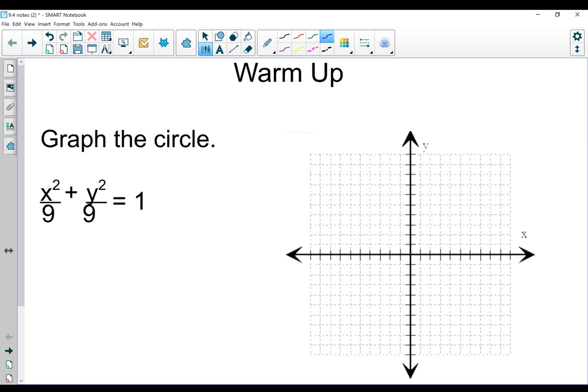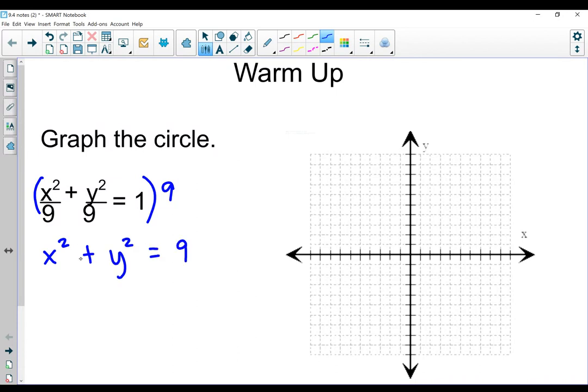We're going to start our 9-4 notes with a warm-up. I'm asking you to graph a circle, but the equation is not in standard form. I have x squared divided by 9 plus y squared divided by 9 equals 1. In order to make the equation into standard form, we're going to have to multiply everything by 9 so that we don't have denominators. So I'll have then x squared plus y squared equals 9.